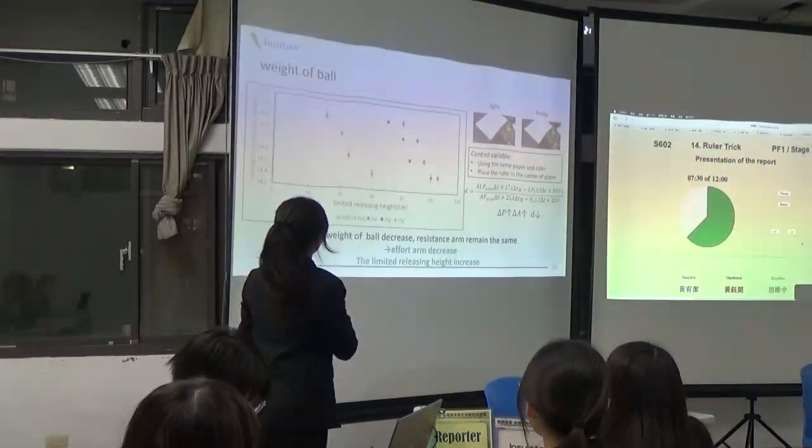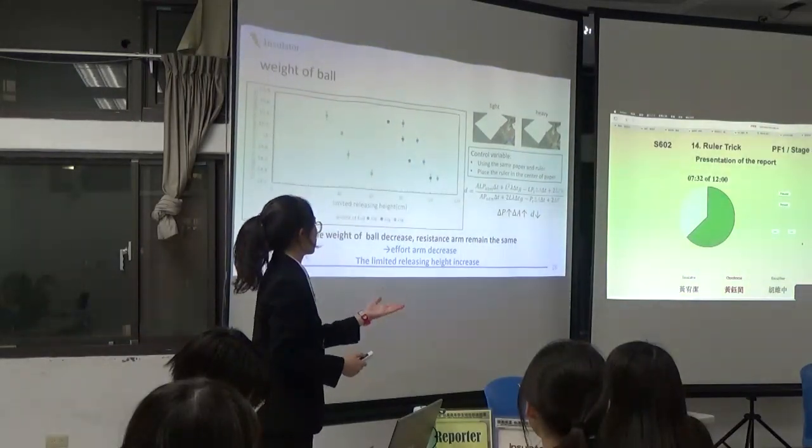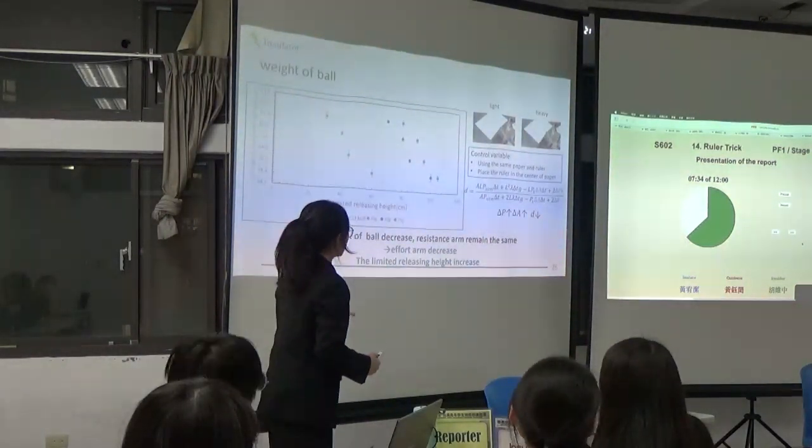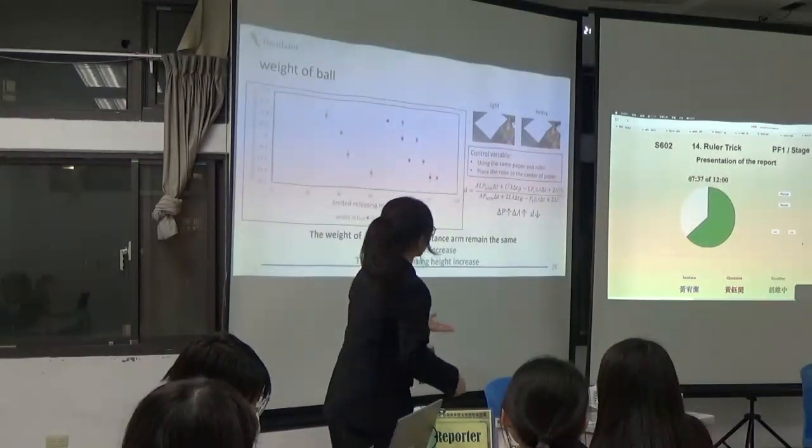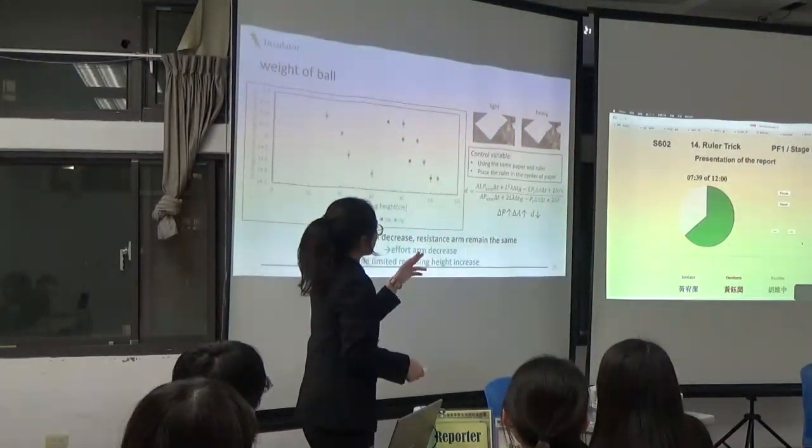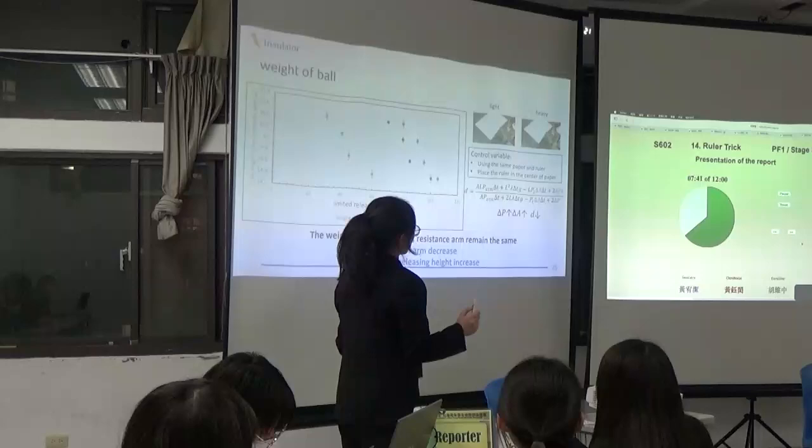And here, the weight of the ball decreases, the resistance arm will remain the same, so the effort arm will decrease, so the limited releasing height will increase. And in this part, the delta A and the delta P will also be changed.